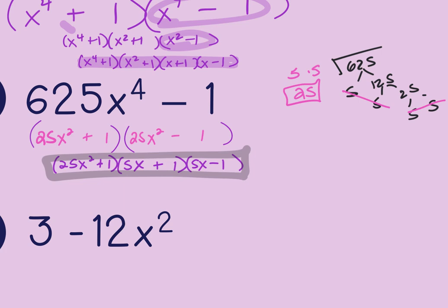What if it was 625x to the 4th minus 2? You couldn't do it. It would be prime. What about minus 4? You can't factor out a 4. Oh, yeah. So it would be 25x squared plus 2, 25x squared minus 2, and then you're done. Right. That's it? Yeah. Okay. All right, go to 11.